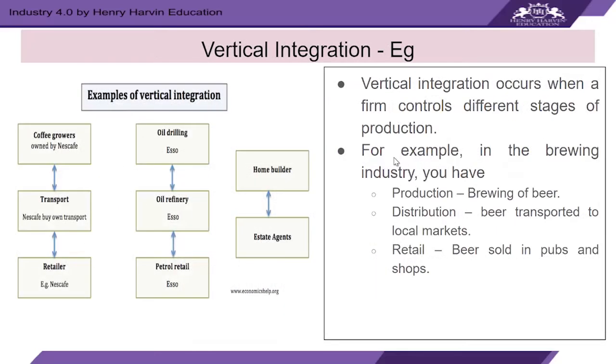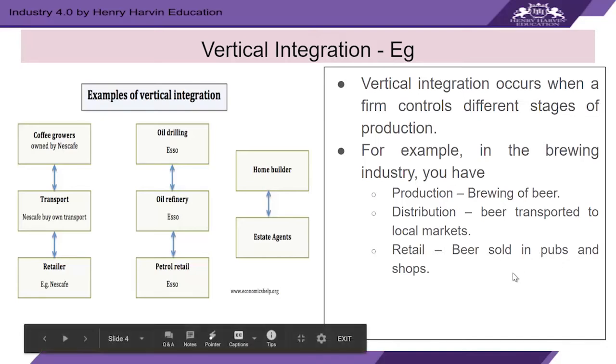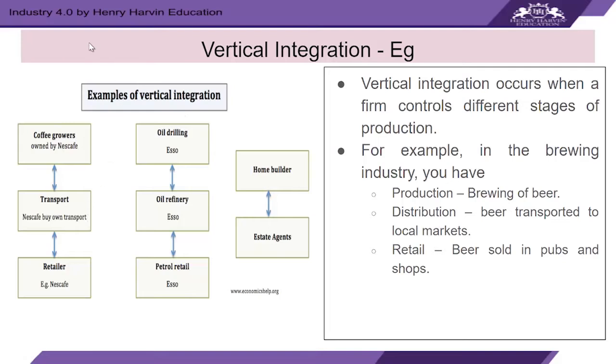Let us see through our example what vertical integration is. Vertical integration occurs when a firm controls different stages of production. For example, in the brewing industry, you have production, that is the brewing of beer; distribution, beer transported to local markets; and retail, meaning beer sold in pubs and shops. You can see in a visual diagram how vertical integration happens in various domains: coffee growers, oil drilling, home builders.